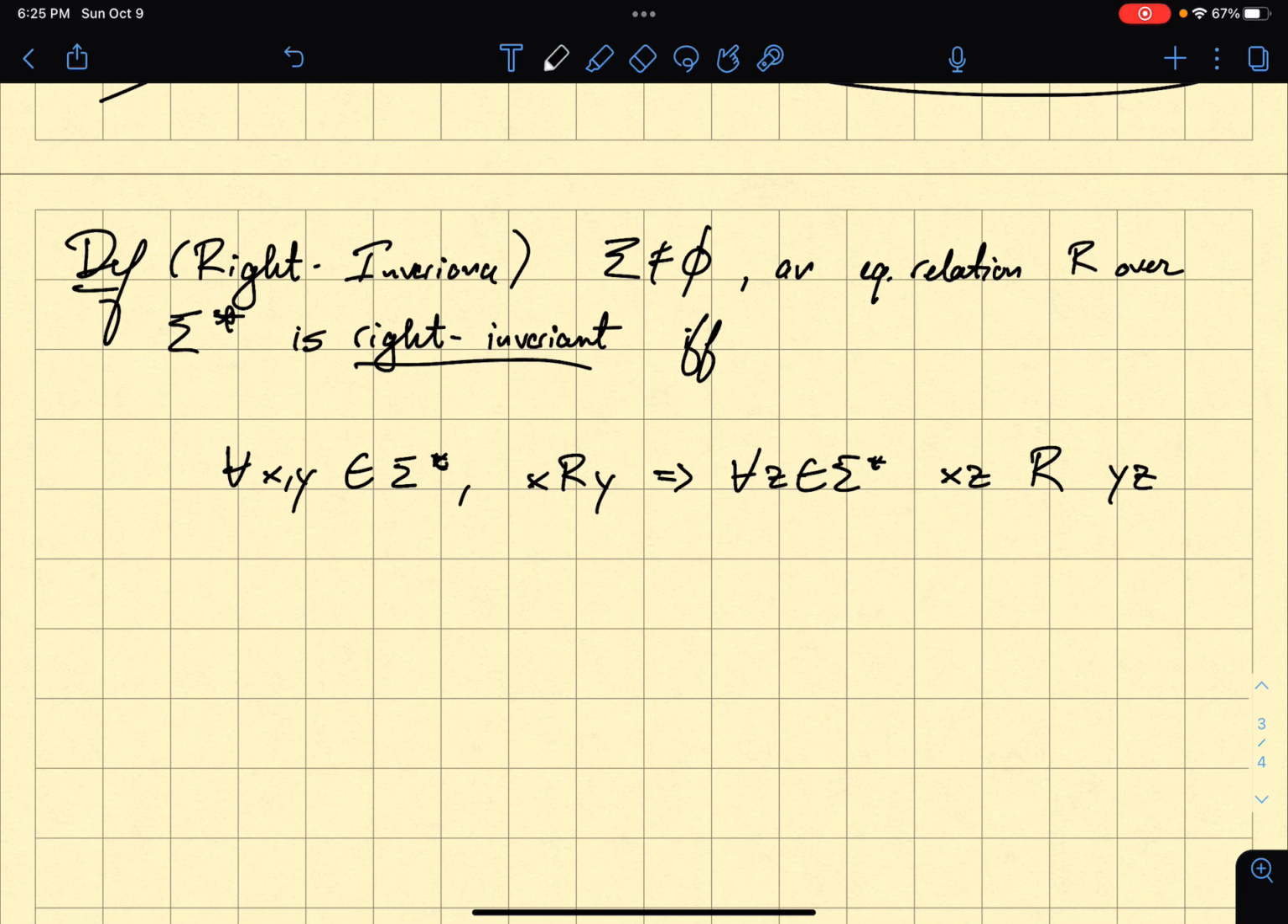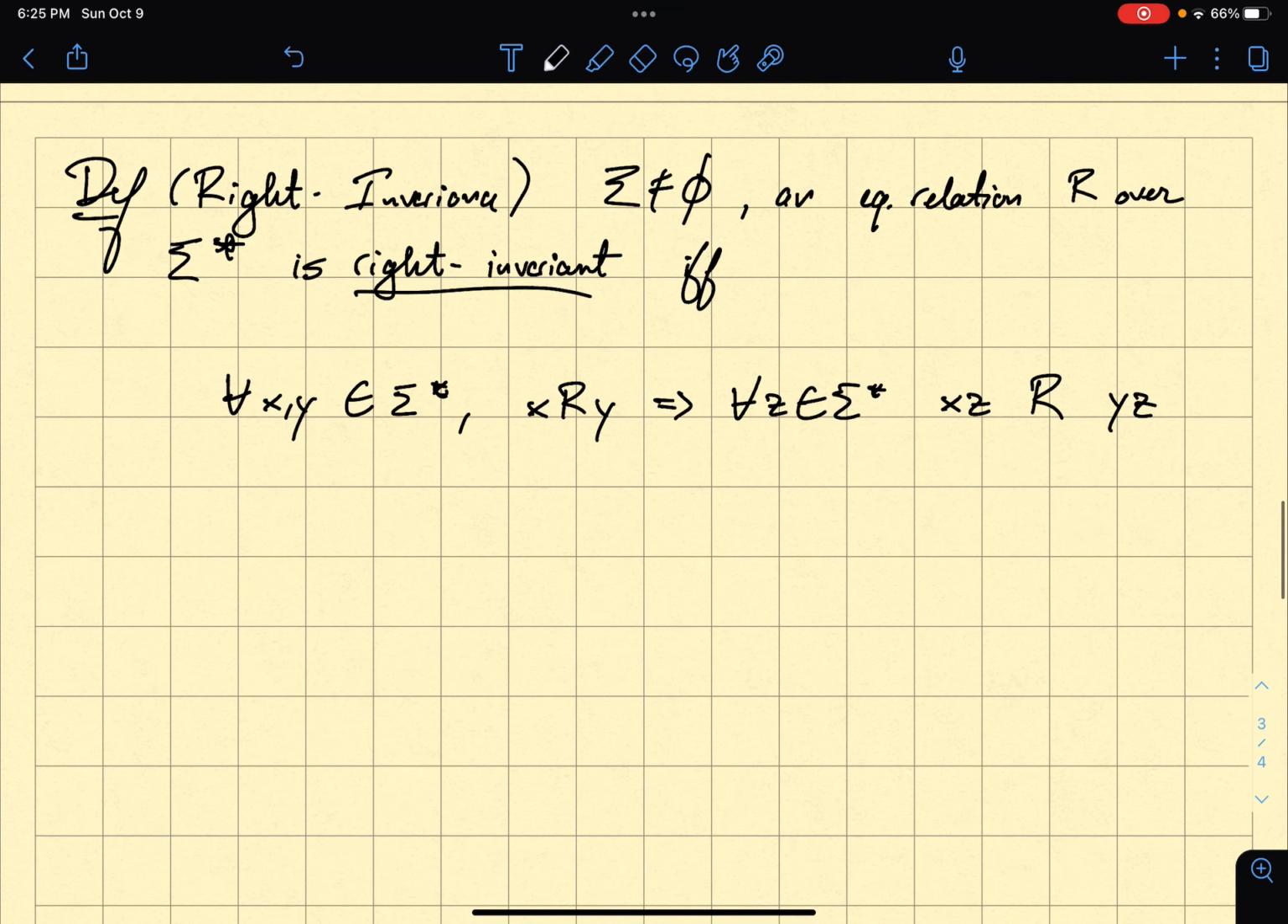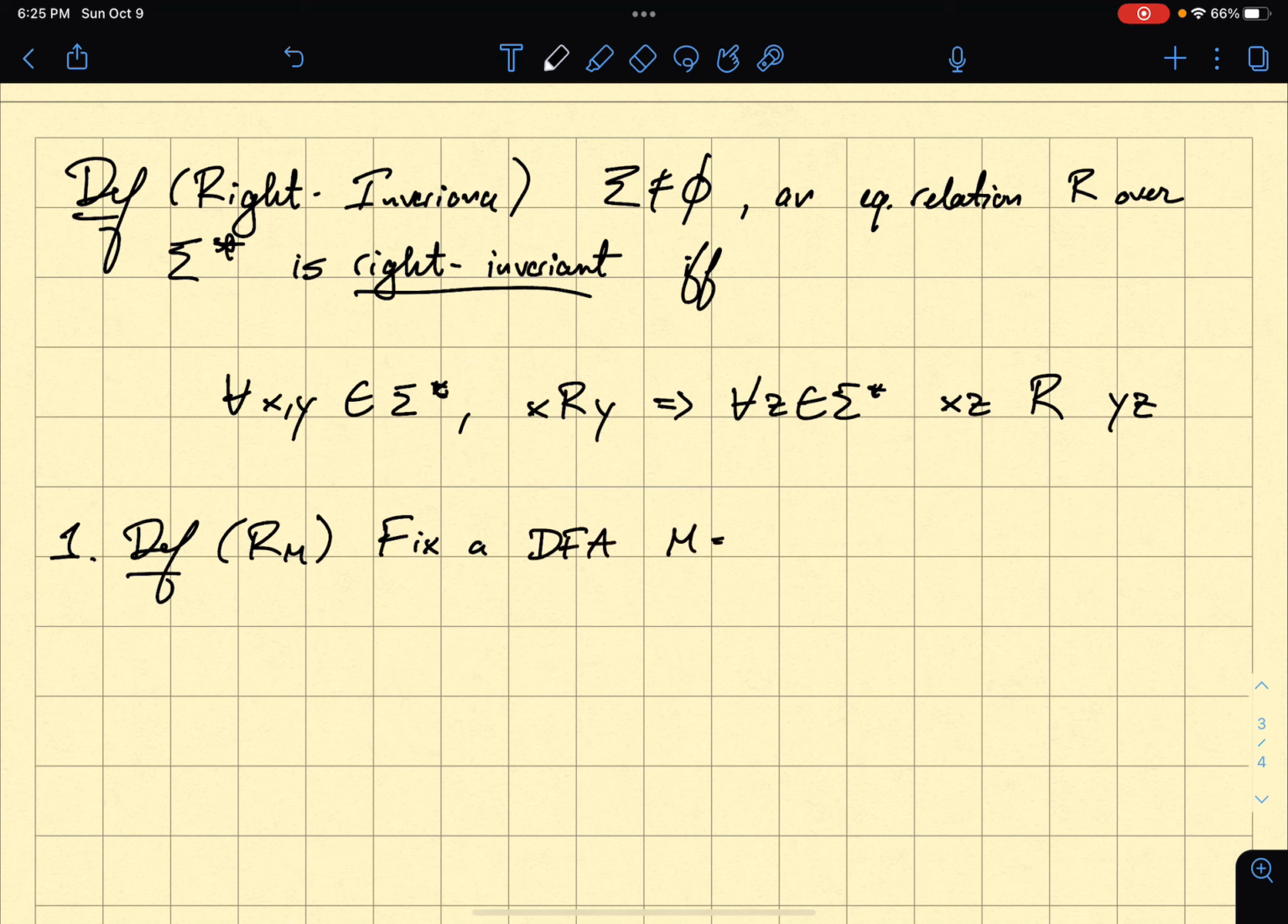So now that we have this definition, we're going to look at two equivalence relations that satisfy right invariance because they're going to be useful for proving the Myhill-Nerode theorem. Okay, so what's the first example? So the first example is the equivalence relation R_M. So to define this, I need to fix a DFA M.